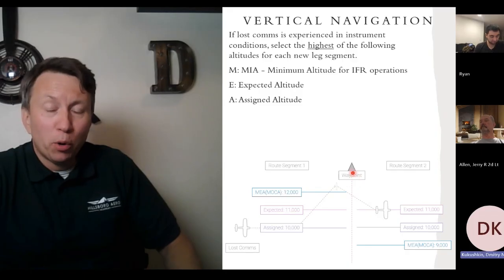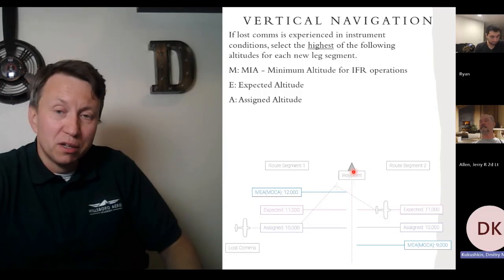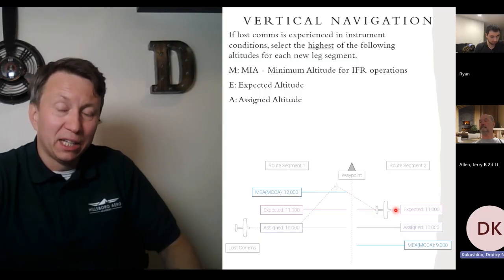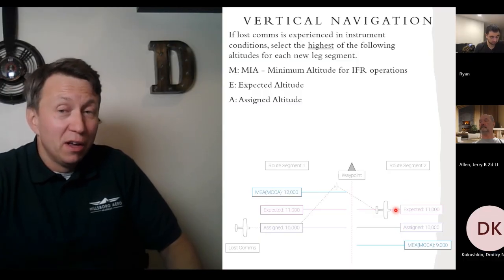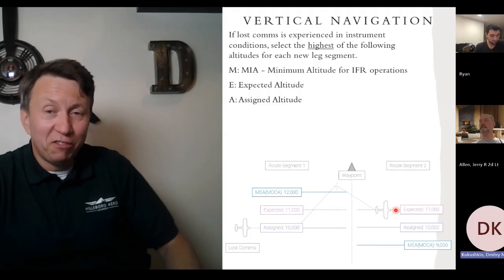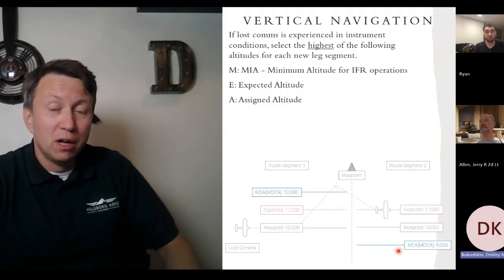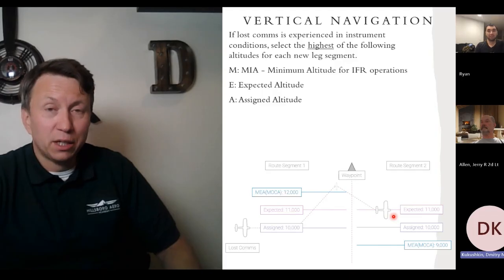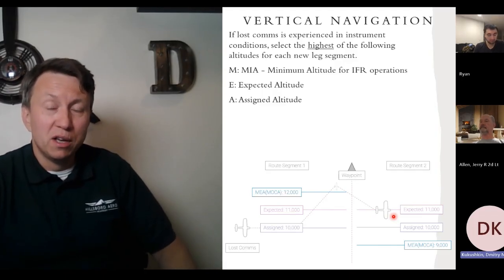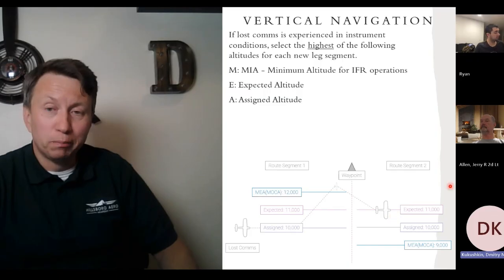Then you go through waypoints, say maybe Newberg or some other one, and the situation changes. The MEA drops, but your assigned is still 10 and expect is still 11. At this moment, you may be flying significantly higher than you have to. However, that's the 91.185. You choose the highest of those altitudes: minimum en route altitude charted, expected altitude, or assigned altitude.